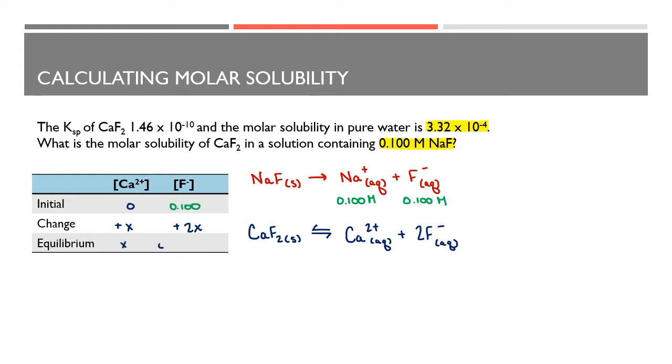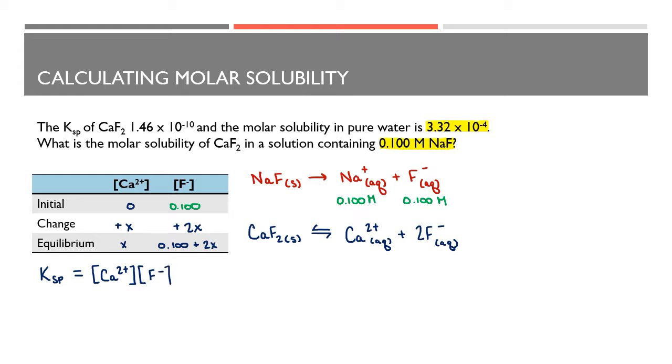equilibrium concentrations in X form. So we have X, and for the fluoride we have 0.100 plus 2X. Now I'm going to write my solubility product expression. So the Ksp is equal to the concentration of the calcium ions multiplied by the concentration of the fluoride ions raised to the second power.